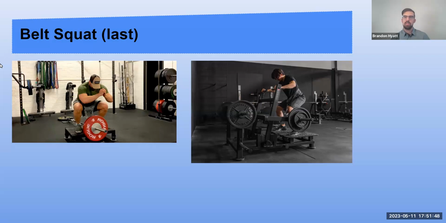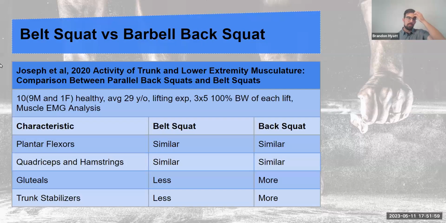These conflicting results may be due to several factors, including the use of a different belt squat machine, different subject experience with the belt squat, and using different subjects. From this study by Joseph et al. 2020, we can see that there are some differences between the two. There are more glutes and more trunk stabilizers in the back squat. That makes a lot of sense theoretically to me, because in a back squat you need to have something stable between that load and the muscles that are moving it, whereas in a belt squat, that load isn't on your shoulders, it's right on top of those hips.